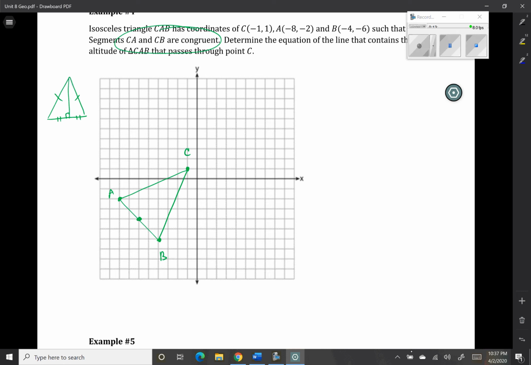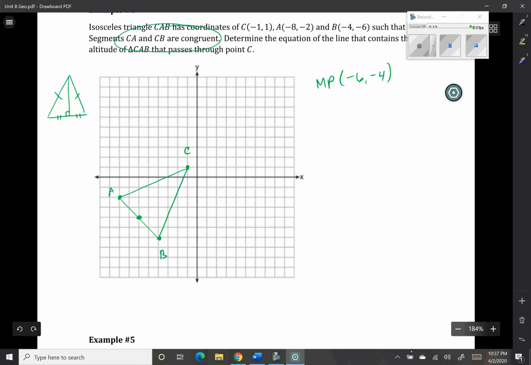So the midpoint of AB is at the coordinate negative 6, negative 4. So essentially, if I find the perpendicular bisector of AB, I'm going to find the equation of this altitude. Now, if you look, the slope of AB is negative 1, meaning the perpendicular slope is positive 1.